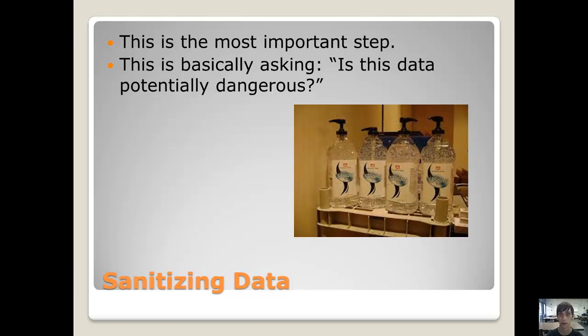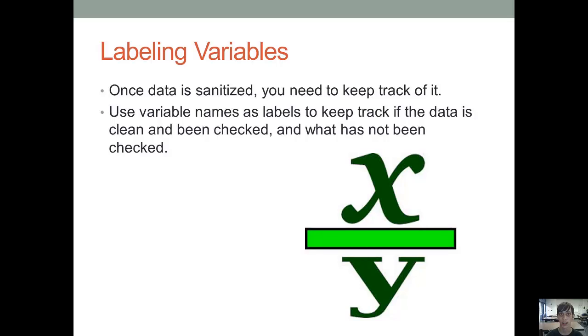Sanitizing data. This is the most important step. This is basically asking, is this data potentially dangerous? Once the data has been sanitized, you want to put a variable on it to label it. You want to make sure that you can differentiate the data that has not been sanitized from data that has been sanitized. Putting a clear variable on them will help you determine what data I had to sanitize and what data I have already done.